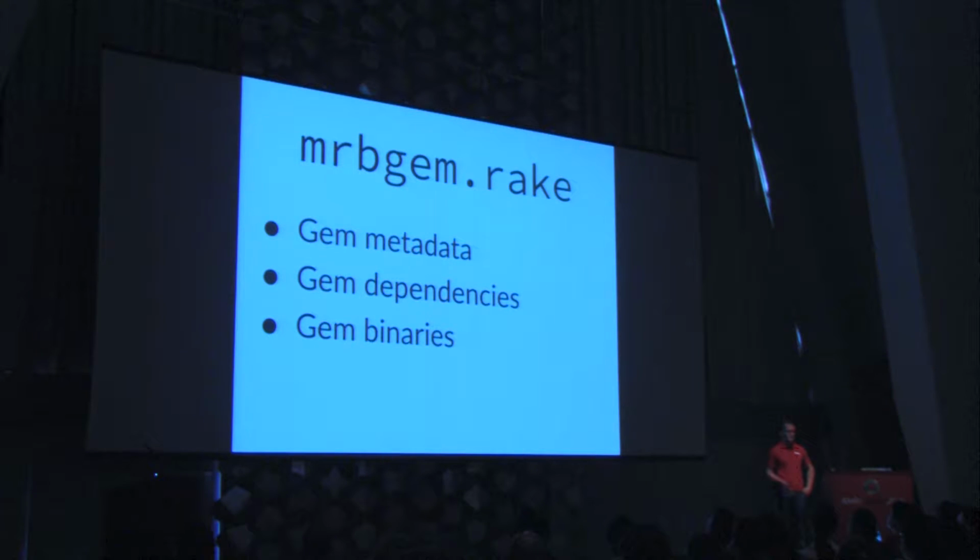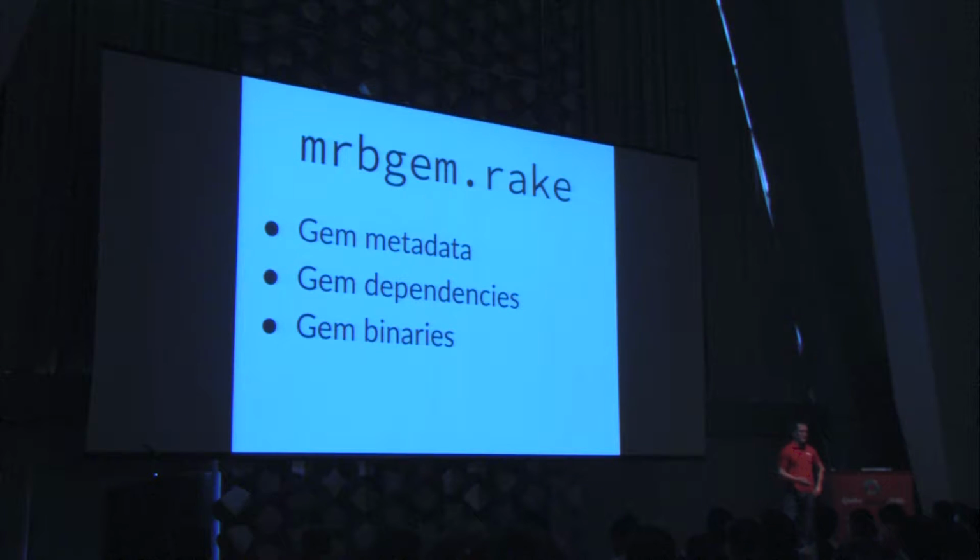Like a Ruby gems gem specification, it contains all the gem metadata, the dependencies, the list of binaries. So metadata also includes the name of the gem, the version, which license it uses, and those kinds of things.